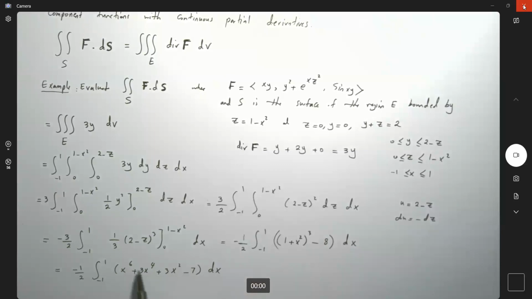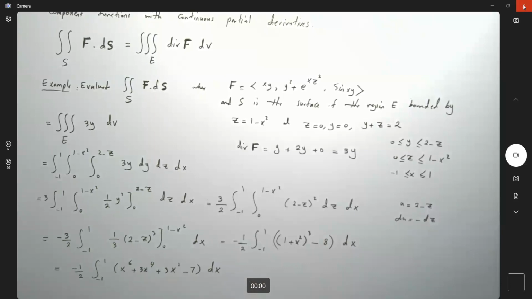As you can see, all of these exponents are even exponents. So you can write it as 2 times the integral from 0 to 1. We have symmetry here, so we're not really worried. And then you can take this integral. You have negative, and here you have 1/7 x to the 7, plus 3/5 x to the 5, plus x cubed, minus 7x, from 0 to 1.